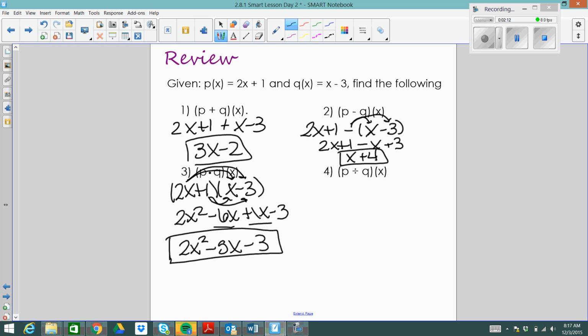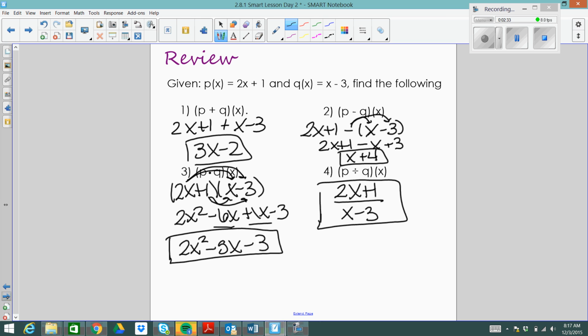And finally, in number 4, we have p of x divided by q of x, so the quantity 2x plus 1 divided by the quantity x minus 3. Can't go any further. We don't know how to divide polynomials yet. That'll come in Math 3. So for now, we leave our answers just like that. So that's a nice little review from yesterday.